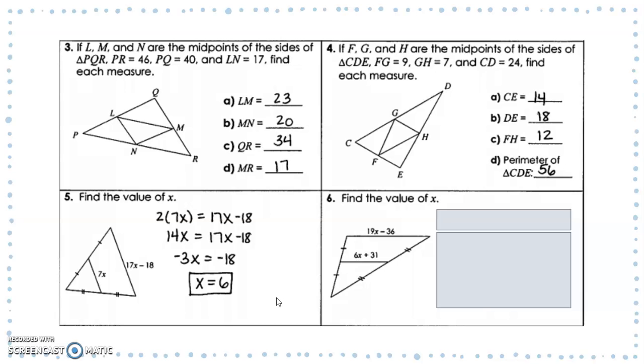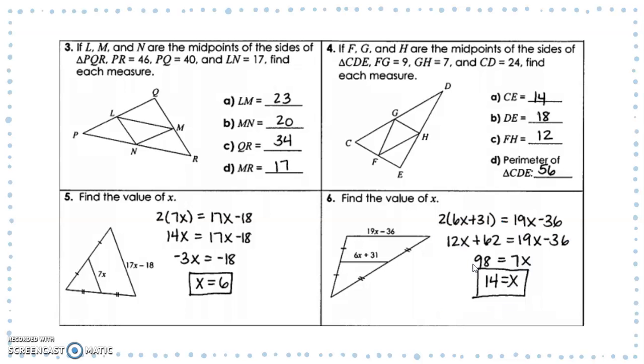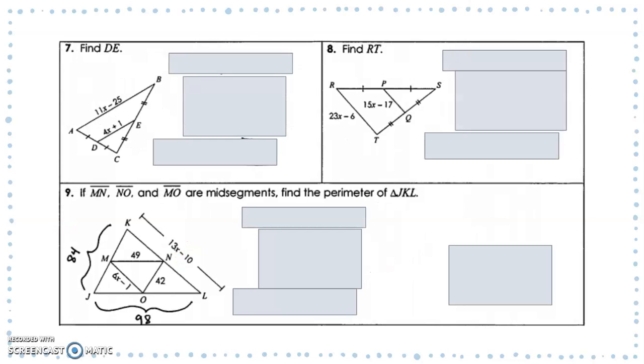For 6, we're given two expressions again. So the midsegment one is 6x plus 31, and the side of our triangle is 19x minus 36. Again, I'm going to use the fact that my side is double that midsegment, so I am going to multiply this midsegment by 2. When we do that, make sure you're putting parentheses around the entire expression. You need to multiply the 6x and the 31 by 2. When we do that, we solve and we get all the way down to x equals 14.